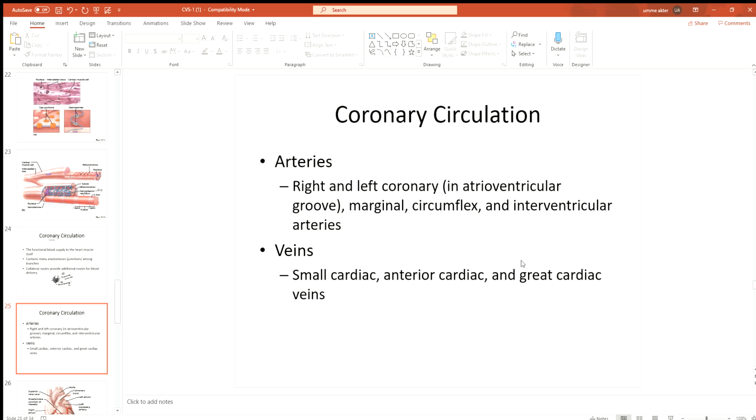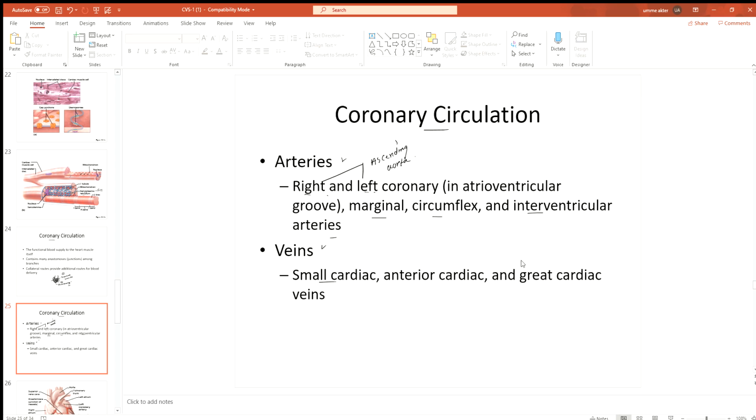Just you need to remember the arteries in the wall of the heart and veins. The arteries of coronary circulation, right and left coronary arteries, these are two big ones, and then they give a number of branches: marginal artery, circumflex artery, interventricular arteries. Right and left coronary arteries come from the ascending aorta. They are direct branches from the ascending aorta, then enter into the wall of the heart.